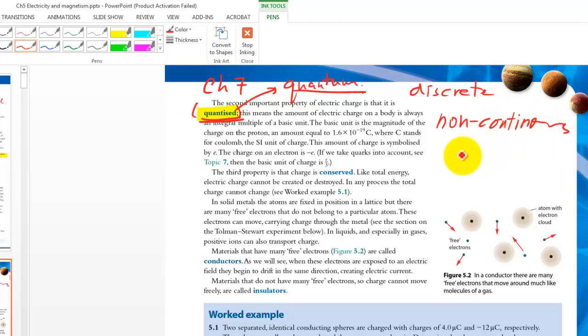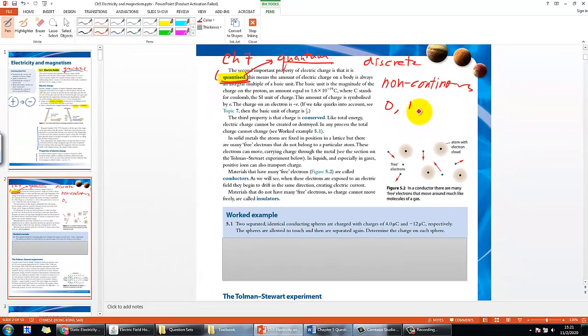That actually means for charge, we always have either 0, 1, 2, 3, 4, etc. of number of charge. So you never have something like 1.5 charge. That is not possible. So that is called quantized.